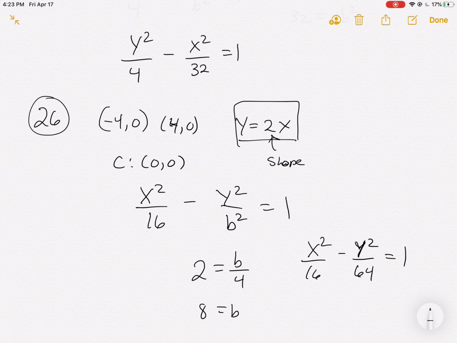And that is the equation of that hyperbola, utilizing the fact that the slope of the asymptote has to be the square root of what's underneath y over the square root of what's underneath x. That will always be the case, and that allows us to easily get what b is. And so this is the answer right there.